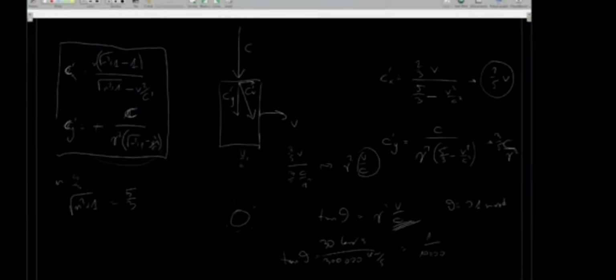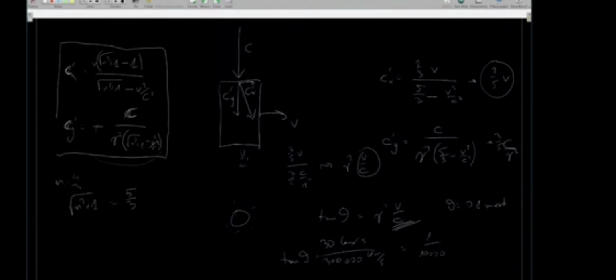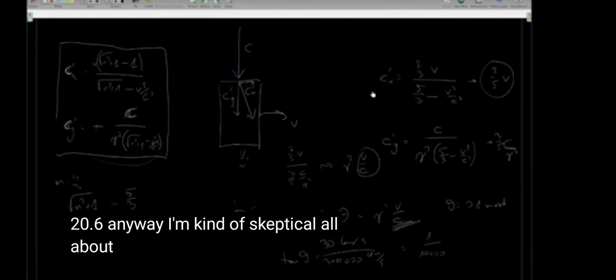Wait, yeah, that is 0.1 milliradians times 3600. Yeah, that's 20.6 arc seconds. How many did you say it was? 20.6. Okay. Anyway, I'm kind of skeptical about this.